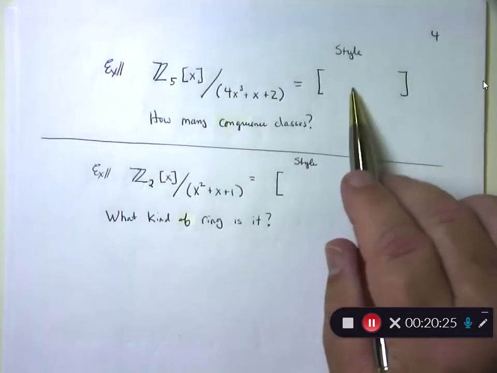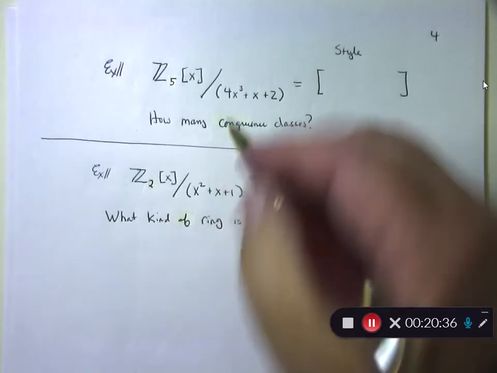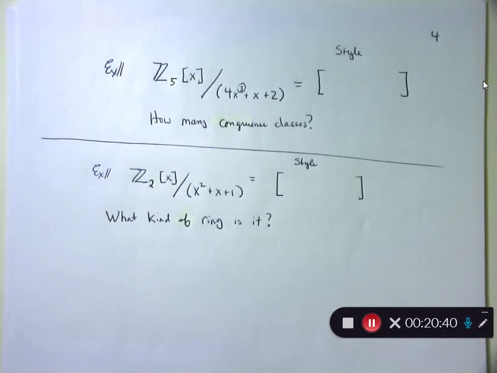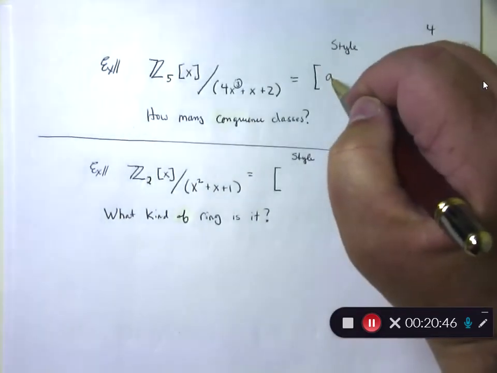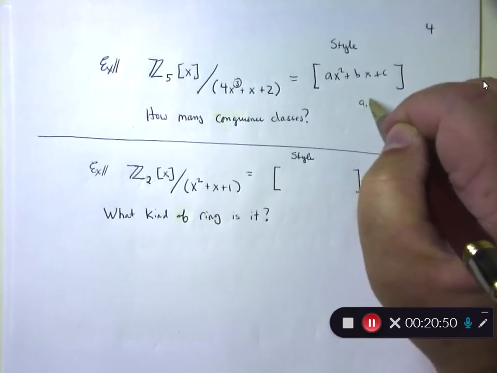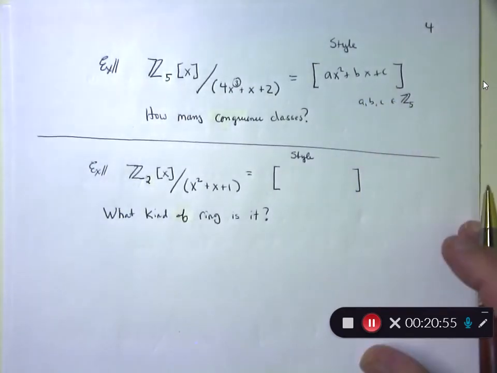What would the style of the congruence classes look like for this Z5 adjoined X modded out by 4X cubed plus X plus 2? Well, since you're modding out by an X cubed, the remainders, that's the key. When you divide by an X cubed, you get an X squared, the biggest remainder possible. So this will be a quadratic: AX squared plus BX plus C, where A, B, and C are elements of Z5.